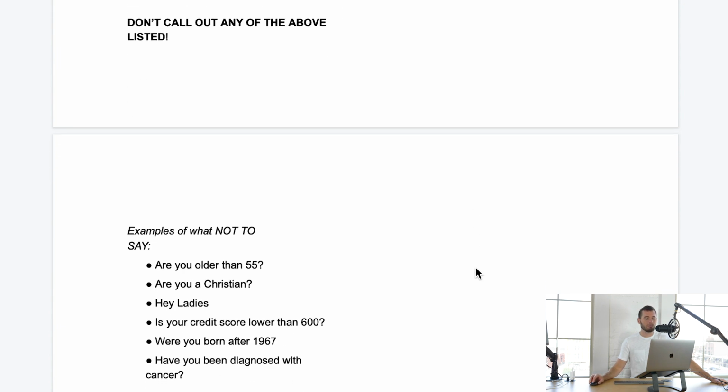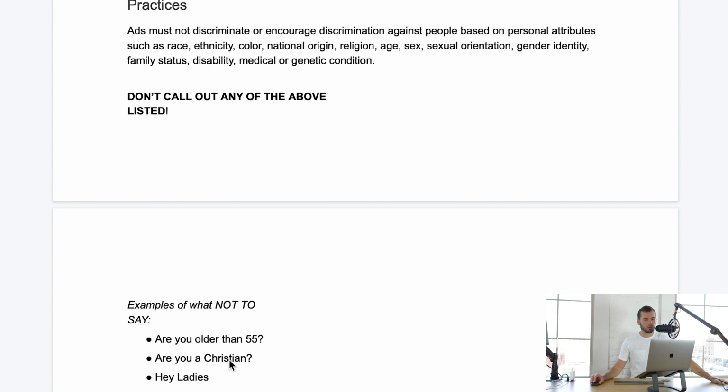Okay, so what are examples of what not to say? Are you older than 55? Are you a Christian? Hey ladies, is your credit score lower than 600? Were you born after 1967? Have you been diagnosed with cancer? These are examples that they give. So this is directly calling somebody out, and that's what they are trying to avoid. They don't want the other person on the other end of the screen to feel as though they have been targeted.